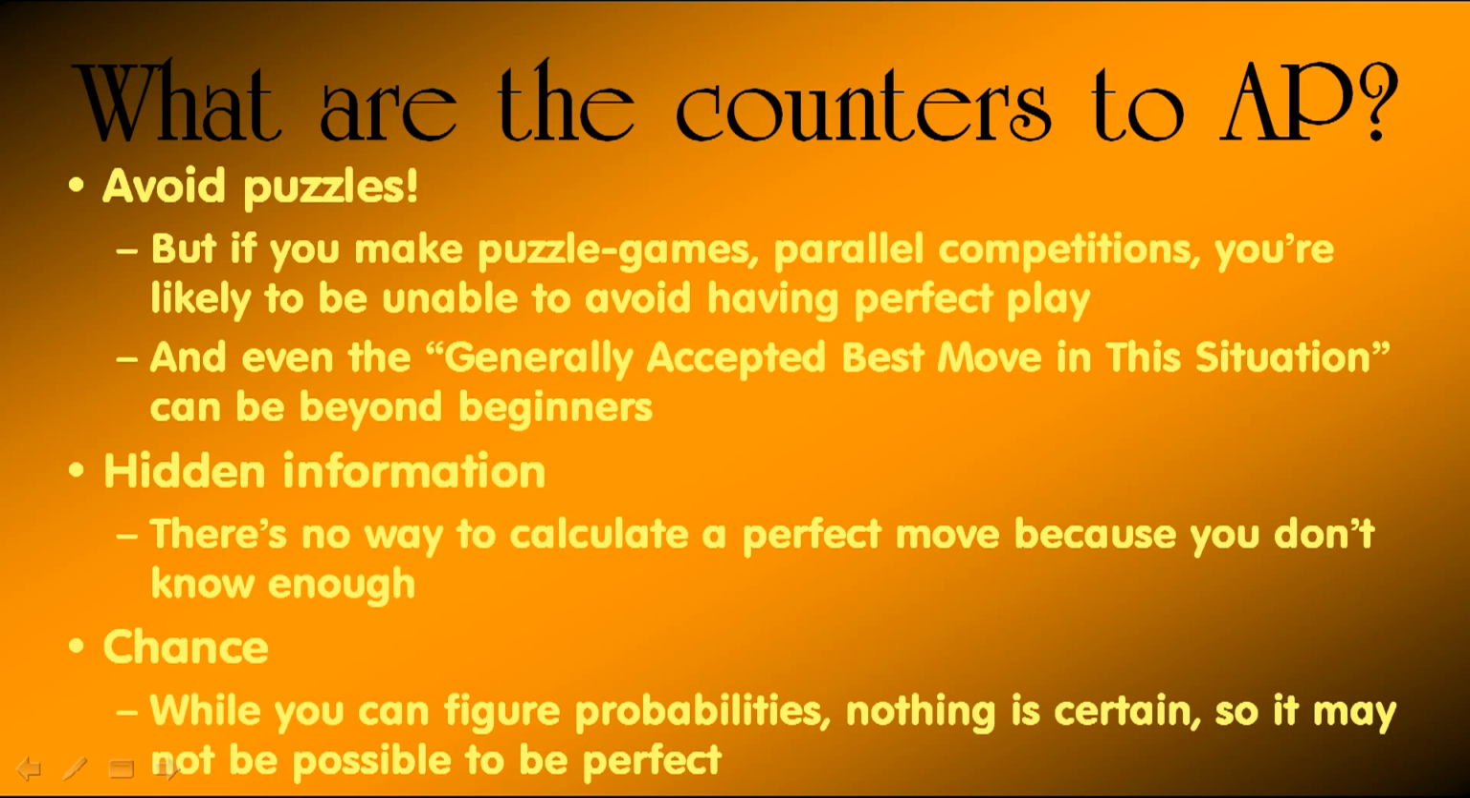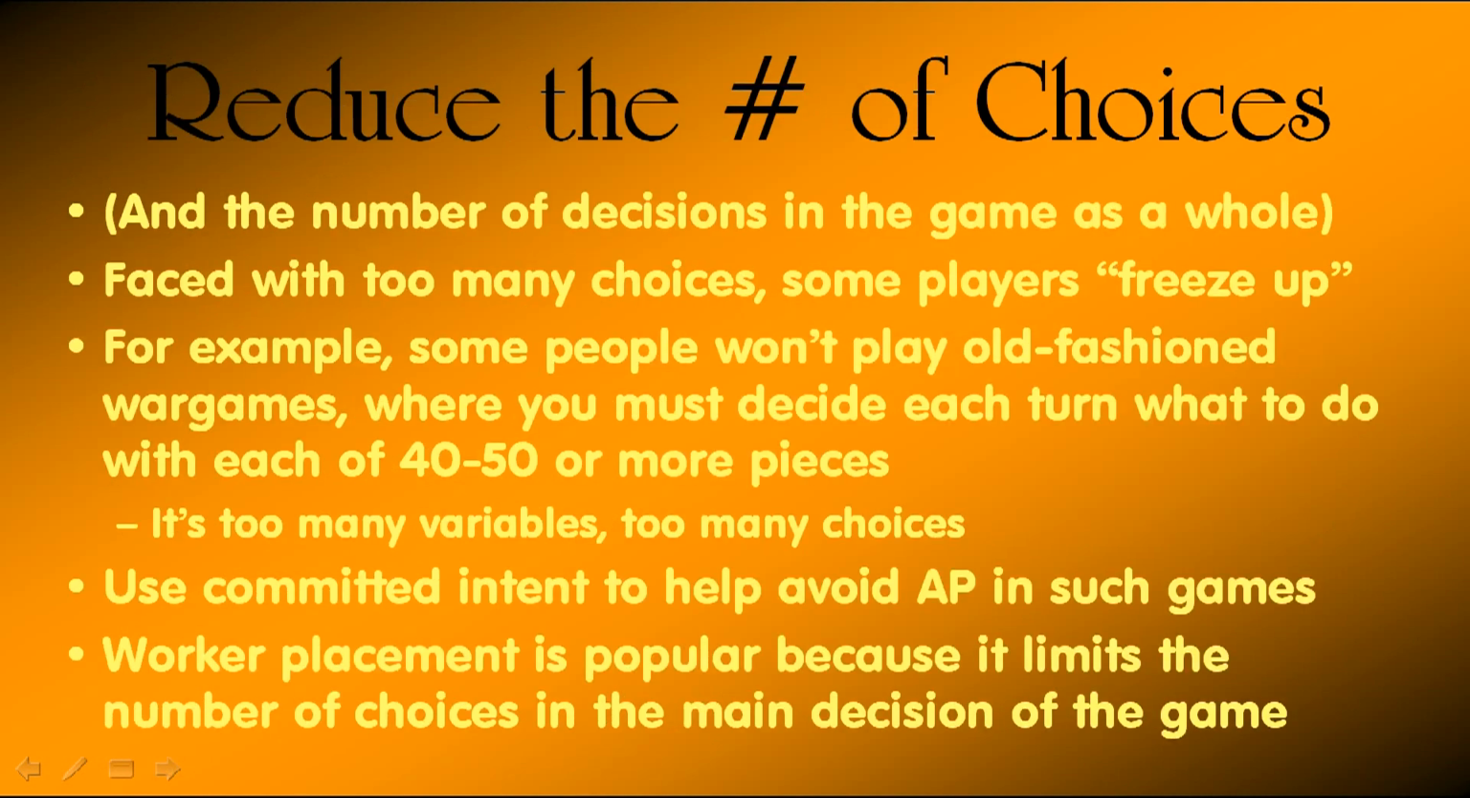Chance is another way to avoid AP. Yes, you can figure probabilities in some situations, but in many it's too complicated. Nothing is certain, so it may not be possible to be perfect. Reduce the number of choices and the number of decisions in the game as a whole. Faced with too many choices, some players freeze up. For example, some people won't play old-fashioned war games, where you must decide each turn what to do with each of 40 to 50 or more pieces. It's too many variables, too many choices.